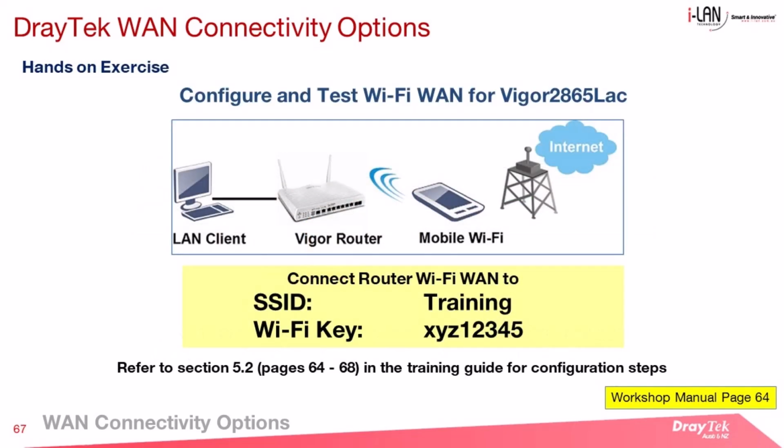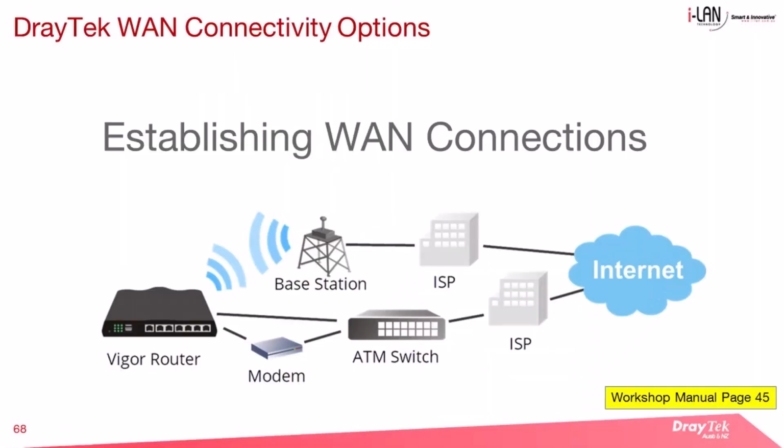Now, we were going to have a hands-on setting up Wi-Fi WAN, but I understand your computer there doesn't have a LAN connection to be able to connect to the router, or have you got one now? I've got one now. It's all set up. All right, we'll continue on.